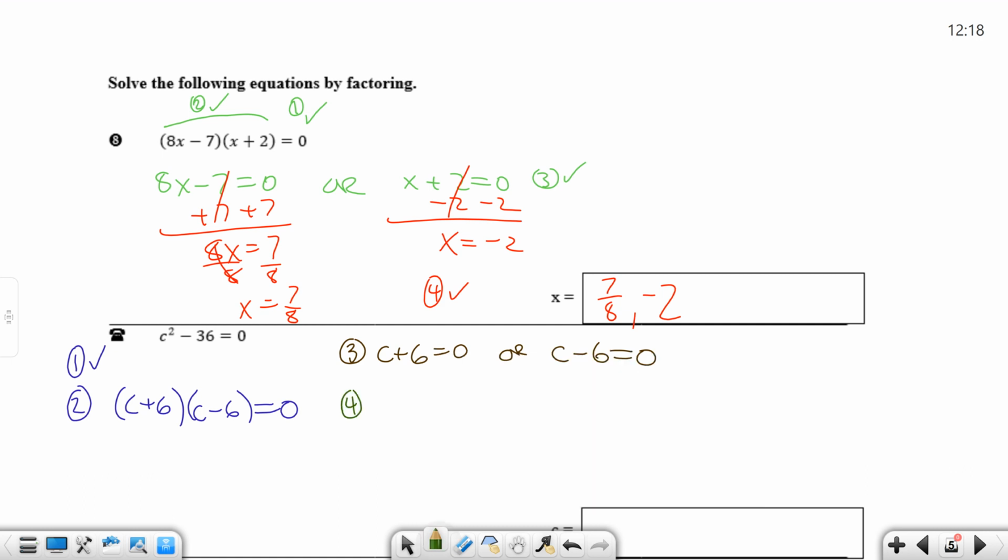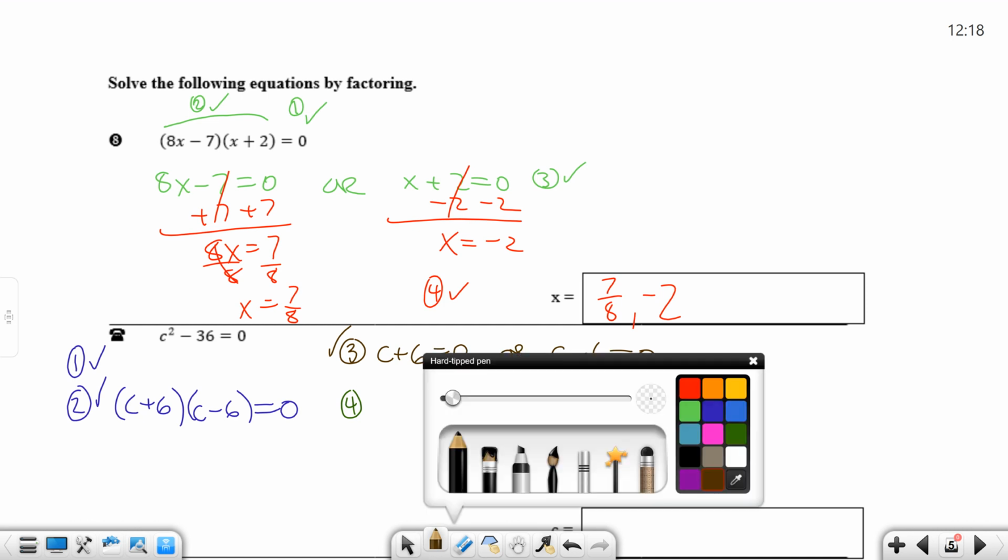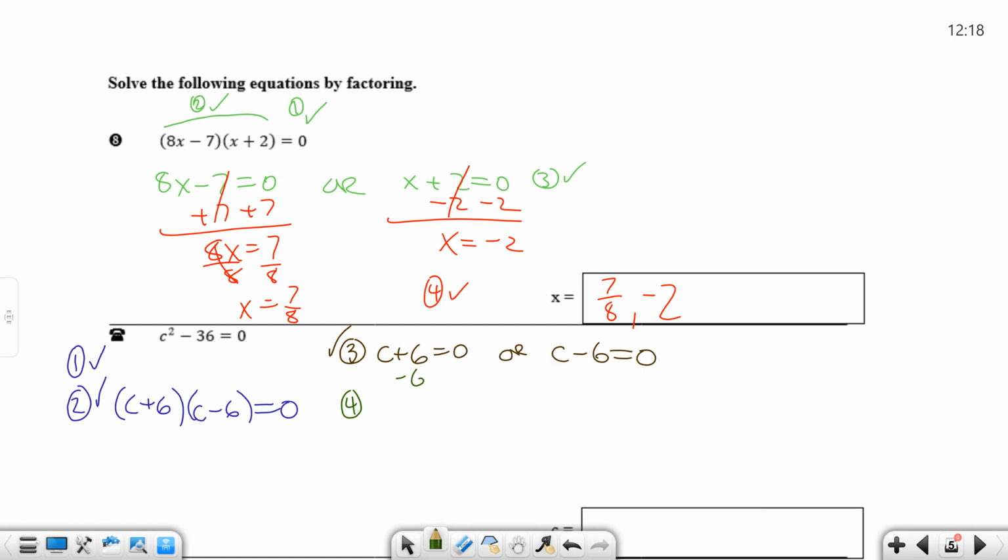So step 3, I should have checked those off, right? This one is now done. Step 3 is now done. And then step 4 is to solve each one of them, right? So I'm going to subtract 6 here and get c is negative 6. Over here I'm going to add 6. c is equal to 6. So step 4 is now done.